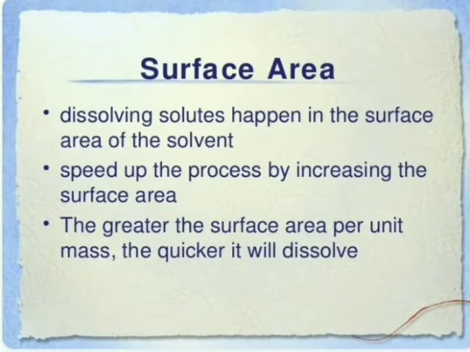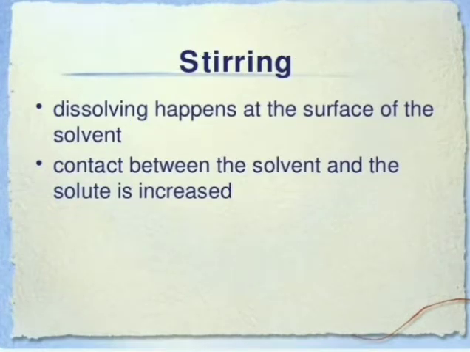Surface area. Dissolving happens on the surface of the solute. Speed up the process by increasing the surface area. The greater the surface area per unit mass, the quicker it will dissolve. The second to the last is stirring. Dissolving happens on the surface of the solute. Stirring increases contact between the solvent and the solute.